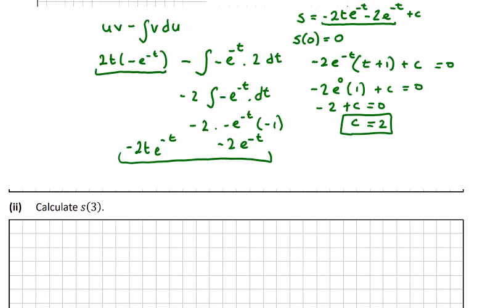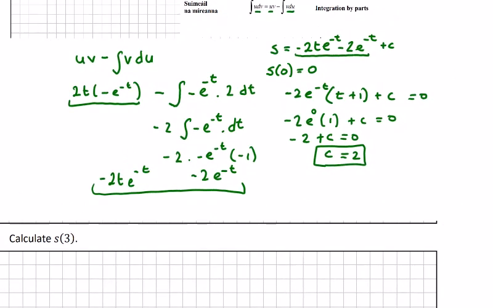S of 3, so if you just sub 3 into minus 2e to the power of minus 3 times 3 plus 1, plus c is plus 2. What's this equal to? S of 3. And I'll give a correct 1.6 for the final part of this question.